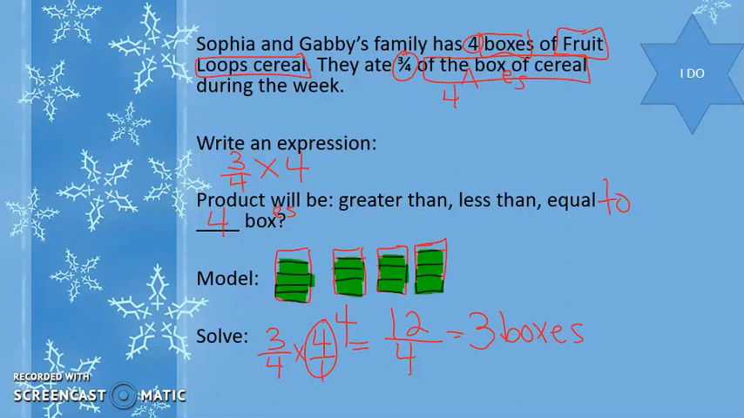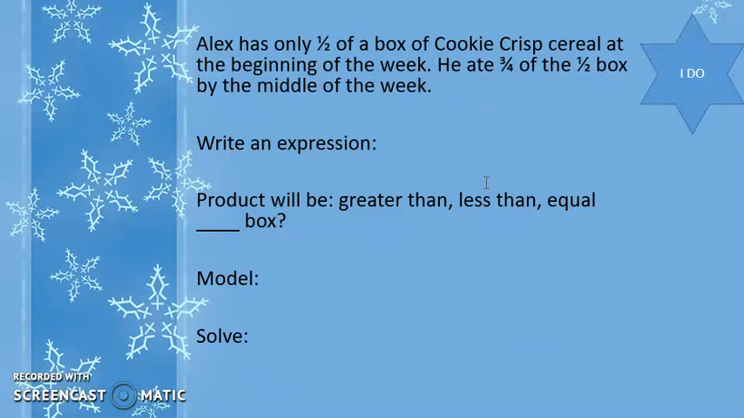So now we can make our decision that the product is going to be less than the 4 total boxes that they have. Let's go on to our last I do. This time we have Alex, and he has only 1/2 of a box of Cookie Crisp cereal at the beginning of the week. He ate 3/4 of the 1/2 box by the middle of the week. So we would like to write an expression to be able to solve using a model and using standard algorithm.